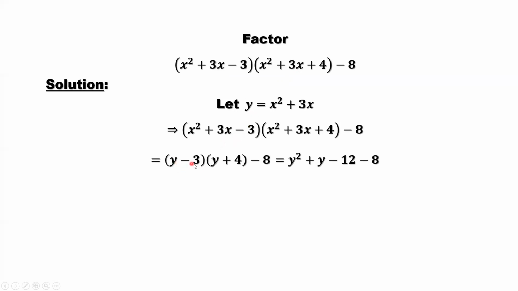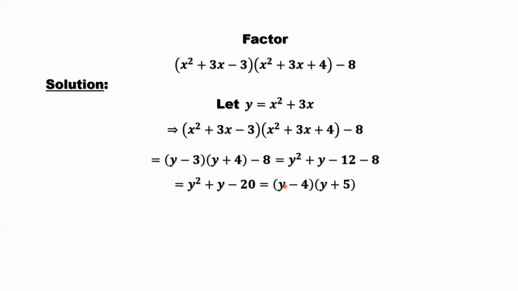Then we have (y minus 3)(y plus 4) minus 8. Simplify the product: y squared plus y minus 12 minus 8. Put those two together, it becomes minus 20. So here, it's easier to factor this part. That's (y minus 4)(y plus 5). You can use different methods. For many of you, you can just see it, or you can use the quadratic formula.